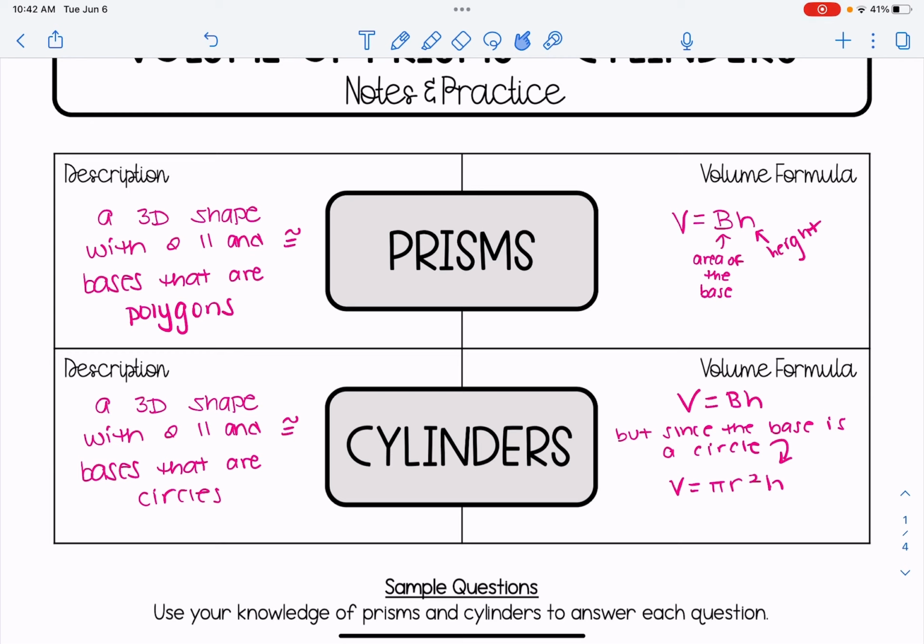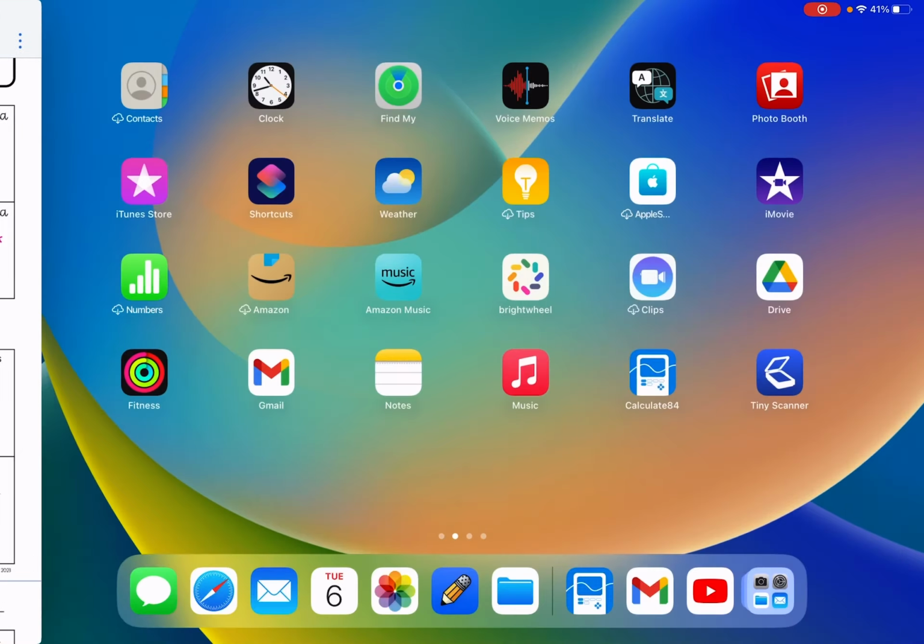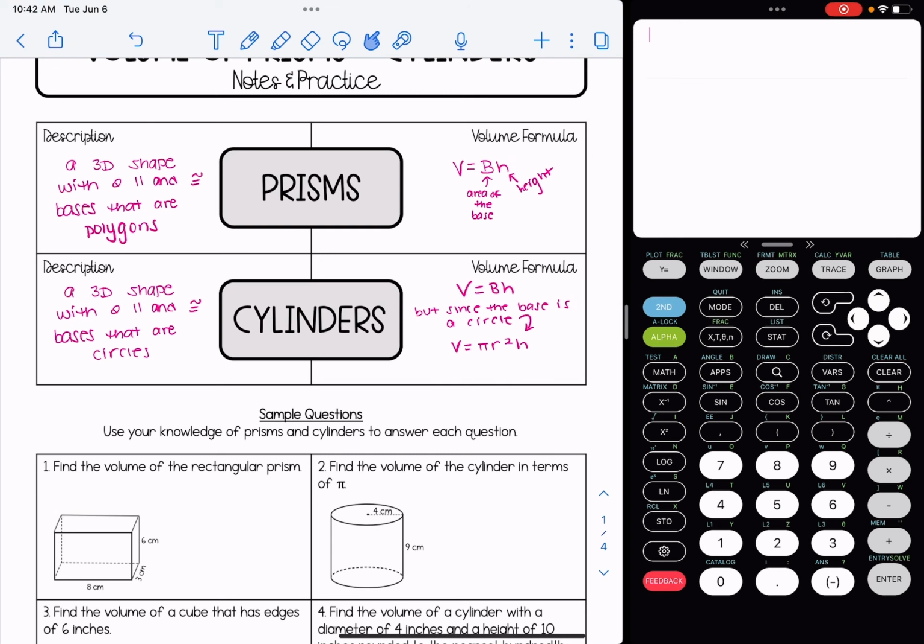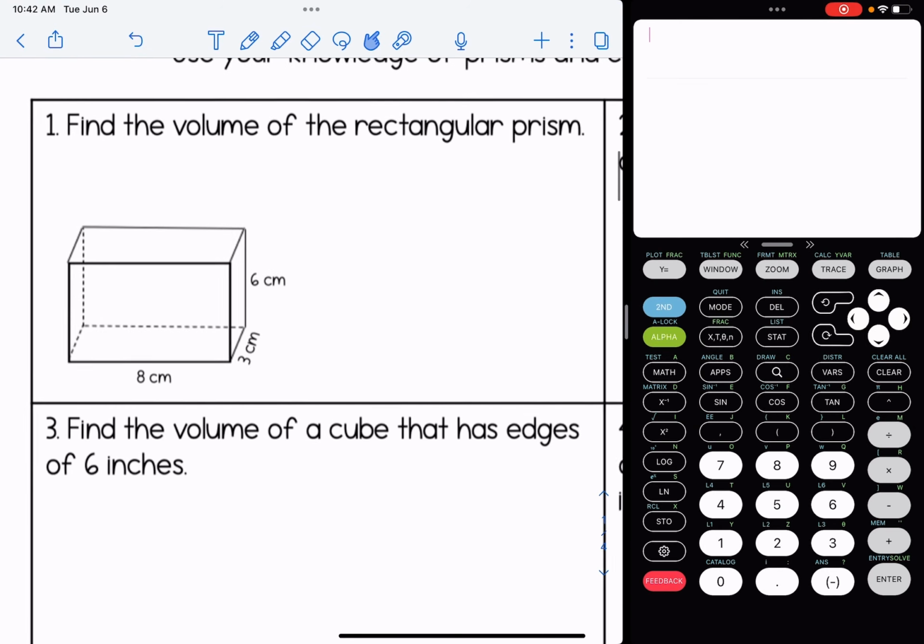r squared H. Okay, so we're now going to practice some questions where we calculate the volume of prisms and cylinders. You will need your calculator for this, so let's grab that. I'm going to put mine off to the side here. All right, let's take a look at sample question 1.